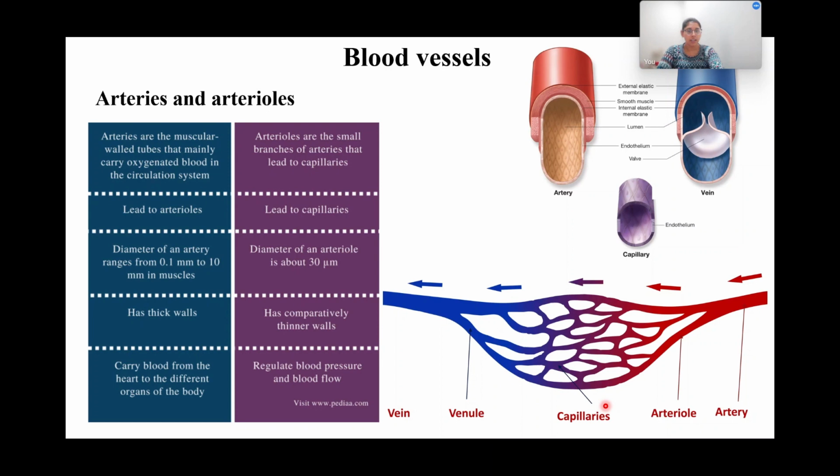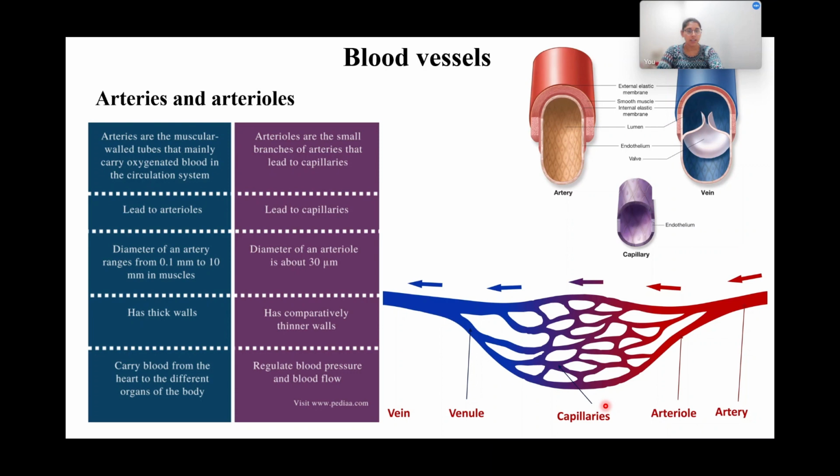If you have to see the difference between them, arteries are the muscular-walled tubes that mainly carry the oxygenated blood, while the arterioles are the small branches of the arteries that lead to the capillaries. The arterioles are very thin, with a much smaller diameter compared to the arteries, and that's why they have thinner walls while the arteries have thicker walls. And as we have already seen, the artery carries the blood from the heart to different organs of the body, while arterioles carry whatever is flowing through the artery. They regulate the blood pressure and blood flow.